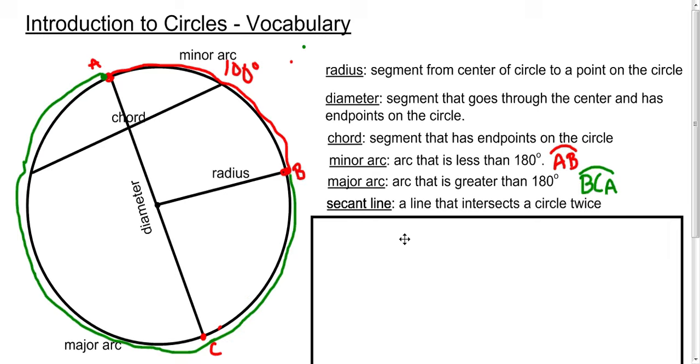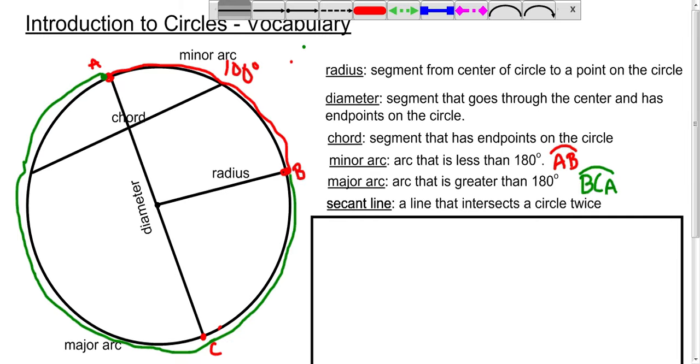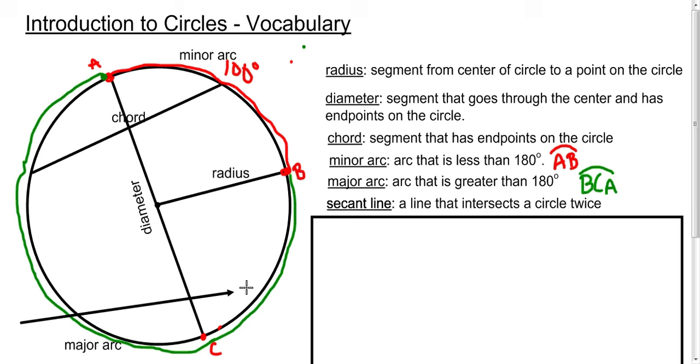All right, a secant line. This is a lot like a chord, but it's a chord that keeps going on forever in both directions. So this should probably have an arrow at the end. Let's see if I can, there we go, it'd look like that. So this is a secant line. It's a line that intersects the circle twice, right here and right here. So a lot like a chord, just a chord that keeps on going.